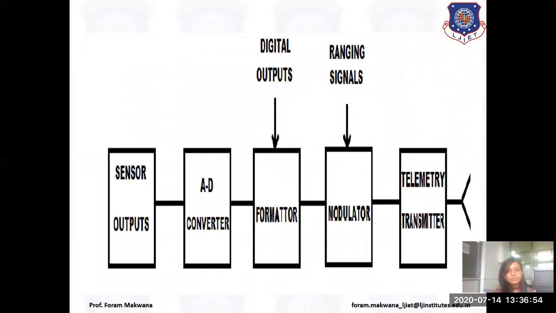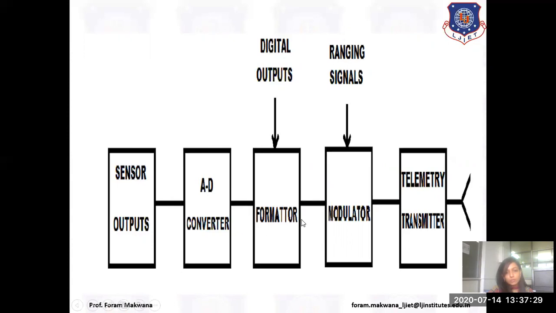Now this is the block diagram of the telemetry system. We can see over here the sensor output. The sensors determine the temperature, moisture, that means the weather related information that we will get over here. But that sensor output is analog, so it is converted into a digital signal by an analog to digital converter.